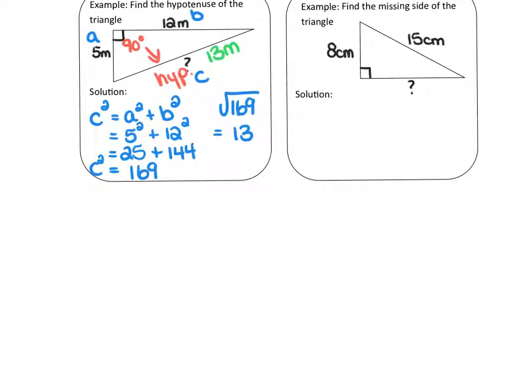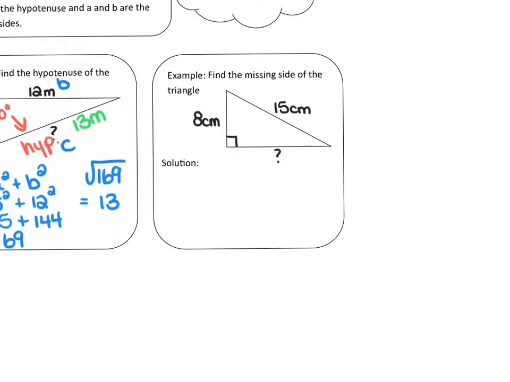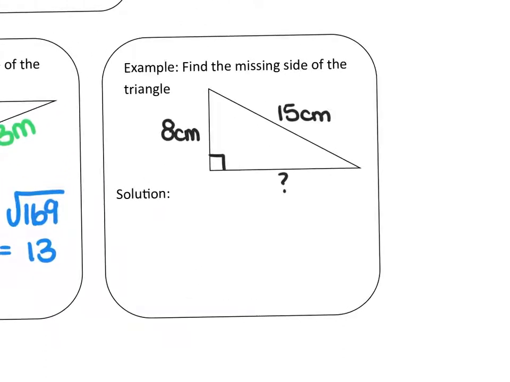Let's look at the second example here. Find the missing side of the triangle. Now you'll notice in this one it's a little bit different because the 90 is here and across from it is our hypotenuse. But we already know what the hypotenuse is in this example. So what we're actually doing is we're going to find one of the other two sides, so either A or B. So let's label everything. The hypotenuse I always label C, and then I label the other two sides A and B. So I'll make this one A and this one B.